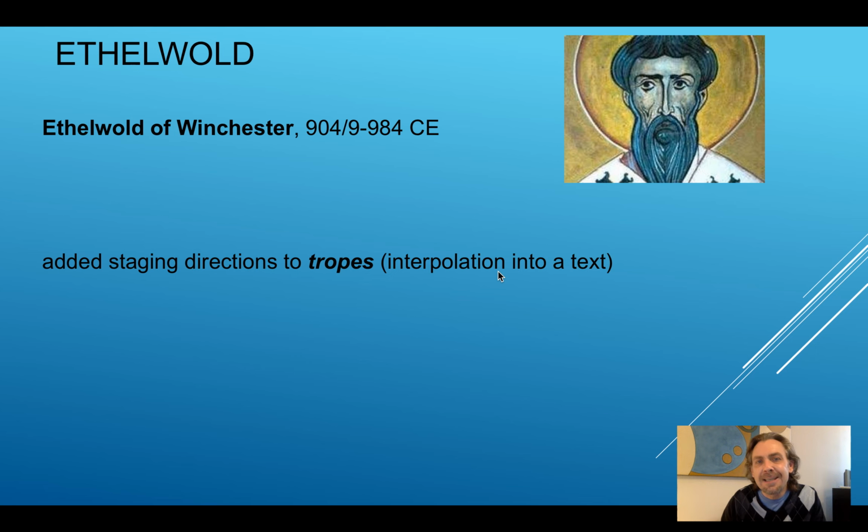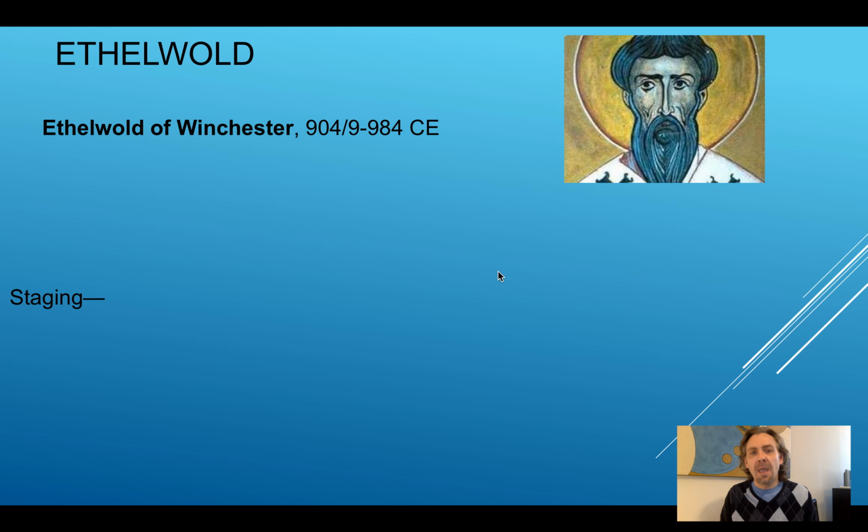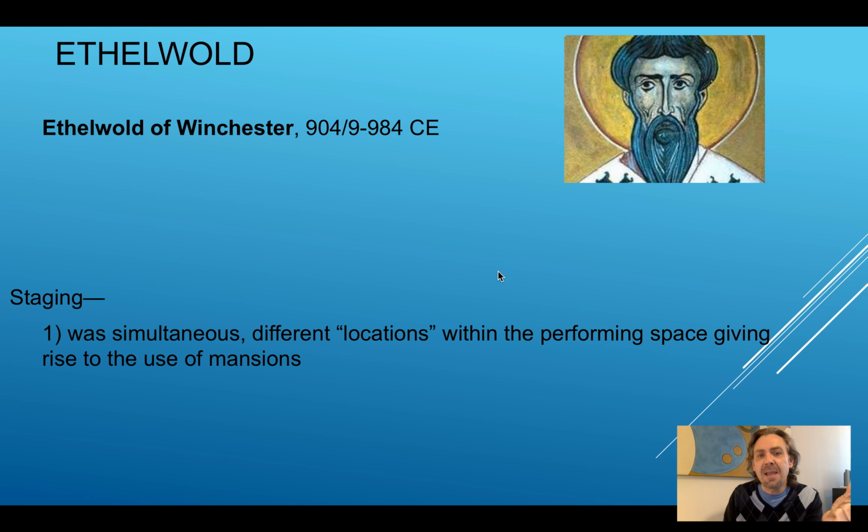In that publication, he added staging directions. And these are referred to as tropes. So, tropes were an interpolation into the text. So, he gives stories, what's going to be told during these liturgical dramas, during liturgical services, and he adds staging directions or interpolations to the tropes that are being told. Now the staging, one, was simultaneous, meaning different locations within the performing space give rise to the use of mansions.